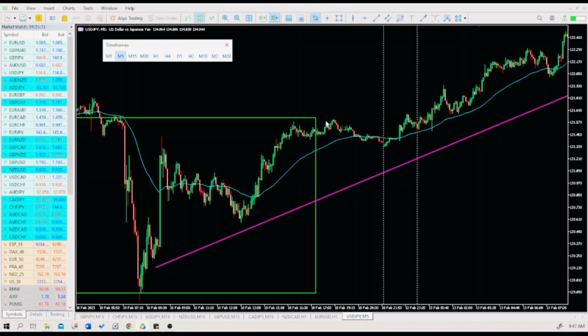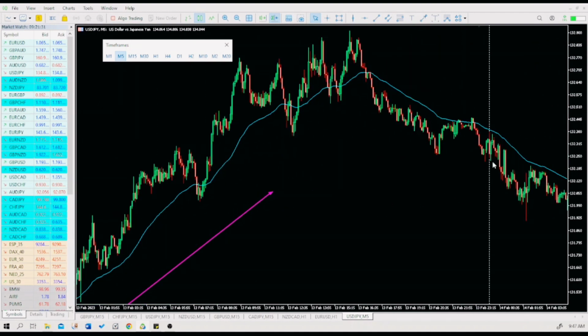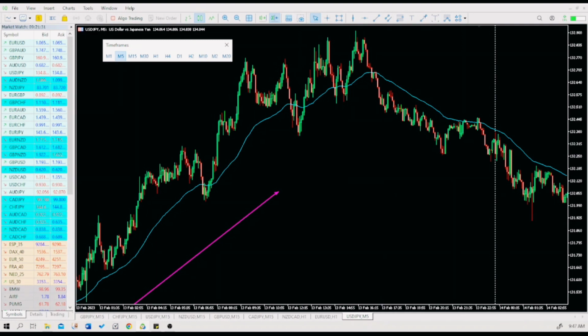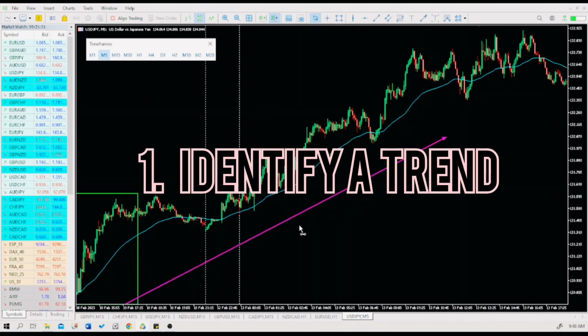So when the market is above the moving average, I assume that the market is on an uptrend. If the market is below the moving average, I assume that the market is on a downtrend. It's not always going to be like that, guys. Keep it in mind. It's not going to be like that, but we assume that it's on a downtrend. So the first rule of the strategy is to identify a trending market.